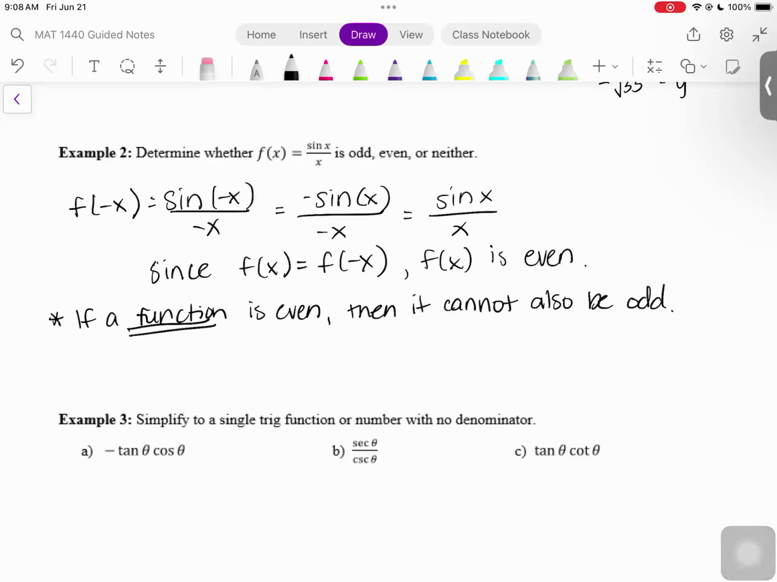So to re-summarize what I was just saying, if we have a function, we know that the equation is a function, so it satisfies that every input has exactly one output. If we have a function and we know that that function is even, then it cannot also be odd, because if it was also odd, then it would no longer satisfy the requirement of being a function. So we don't need to test any further because we have verified that f of x is even, so we know that it's not odd.